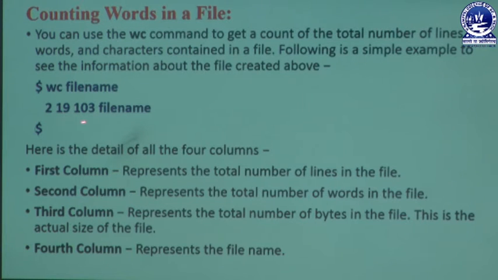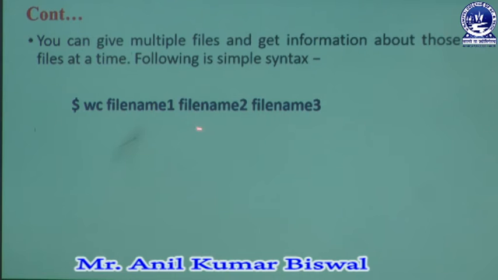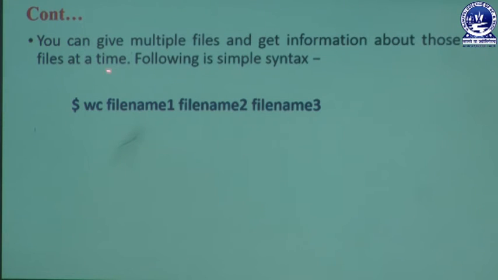We are getting through these 3 columns, but the last column always represents which file is specially used for the counting, and that file name is represented in this 4th column. Now we are going to learn how to use it. It is easy to use in our system, and here you can give multiple files and get information about those files at a time.